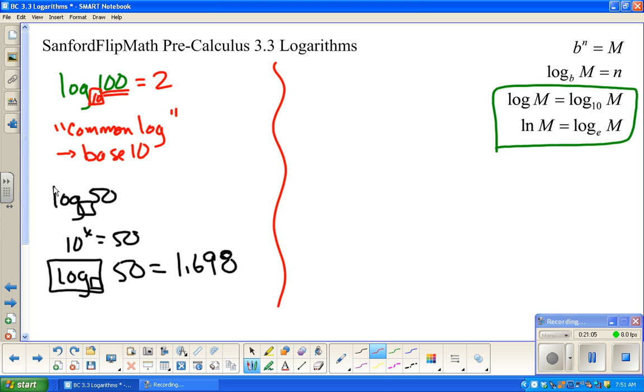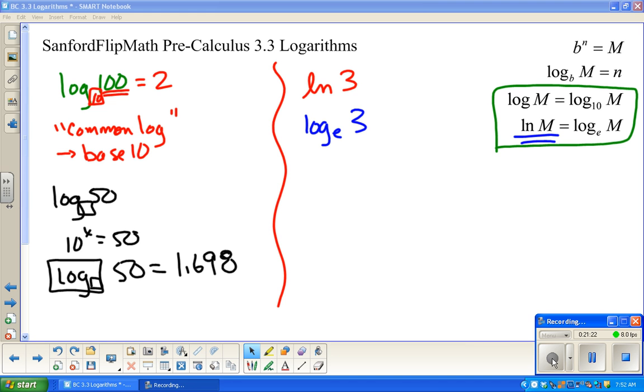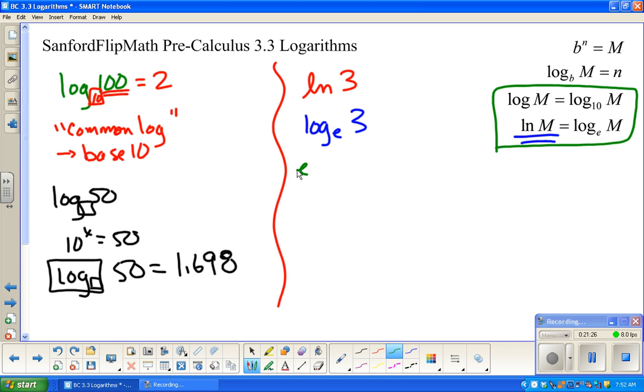Same idea. You're going to see written down things like this. If you see ln written there, it automatically means log base e. So this is log base e of 3. Remember that e is that number that's like 2.718-ish. It comes up in exponential things actually quite a bit.